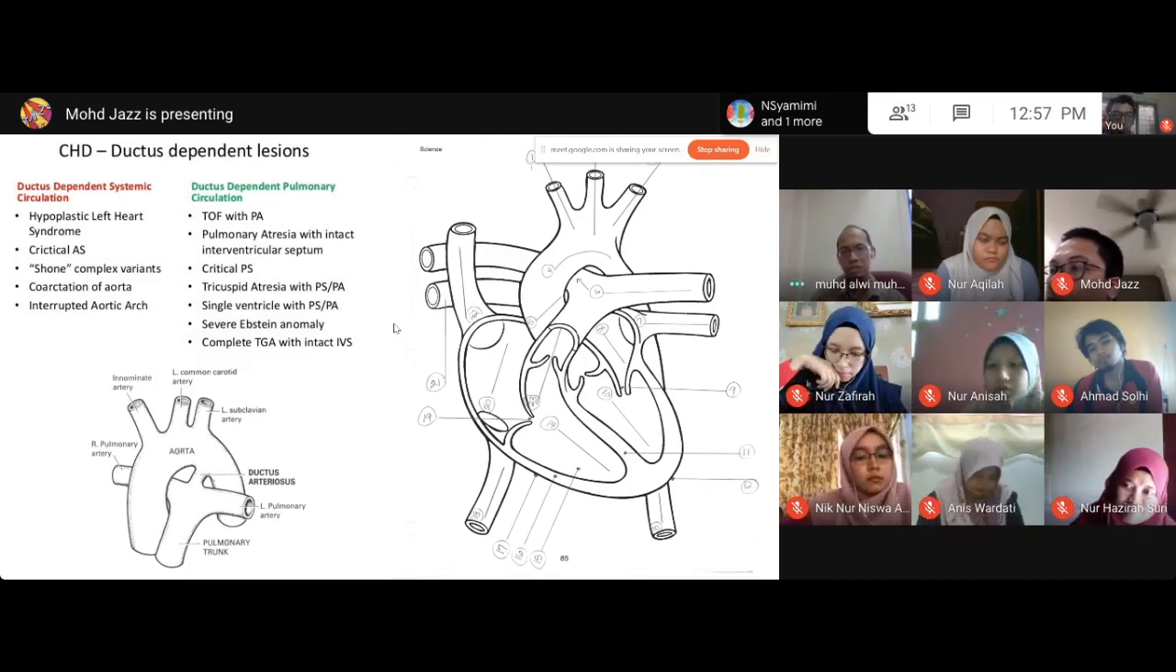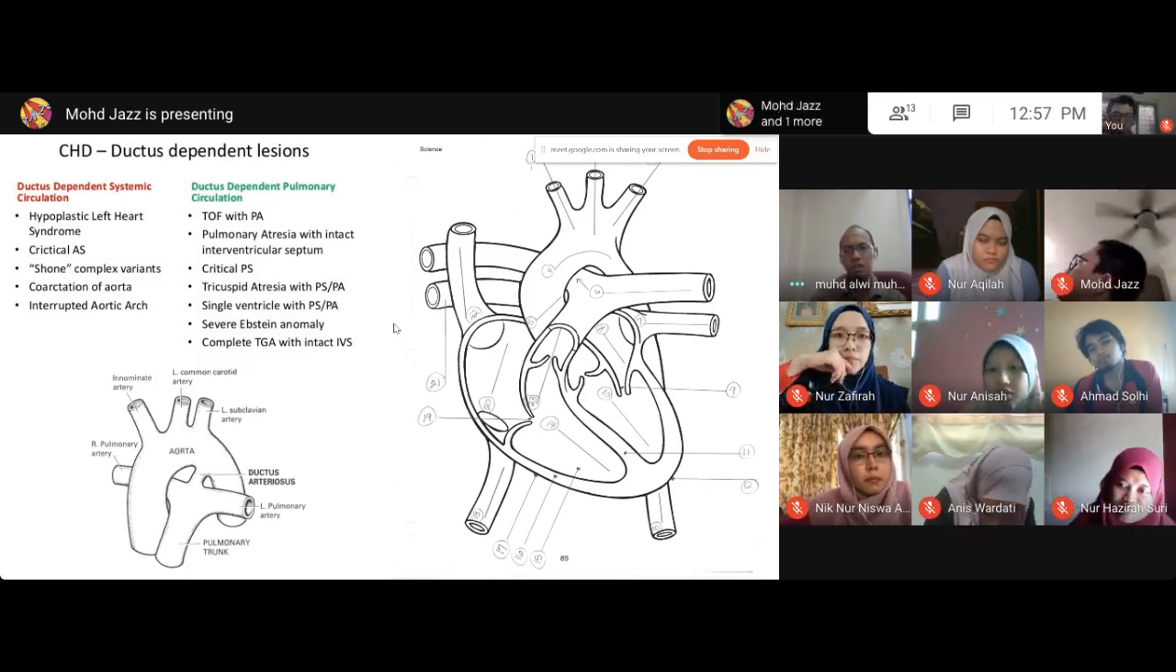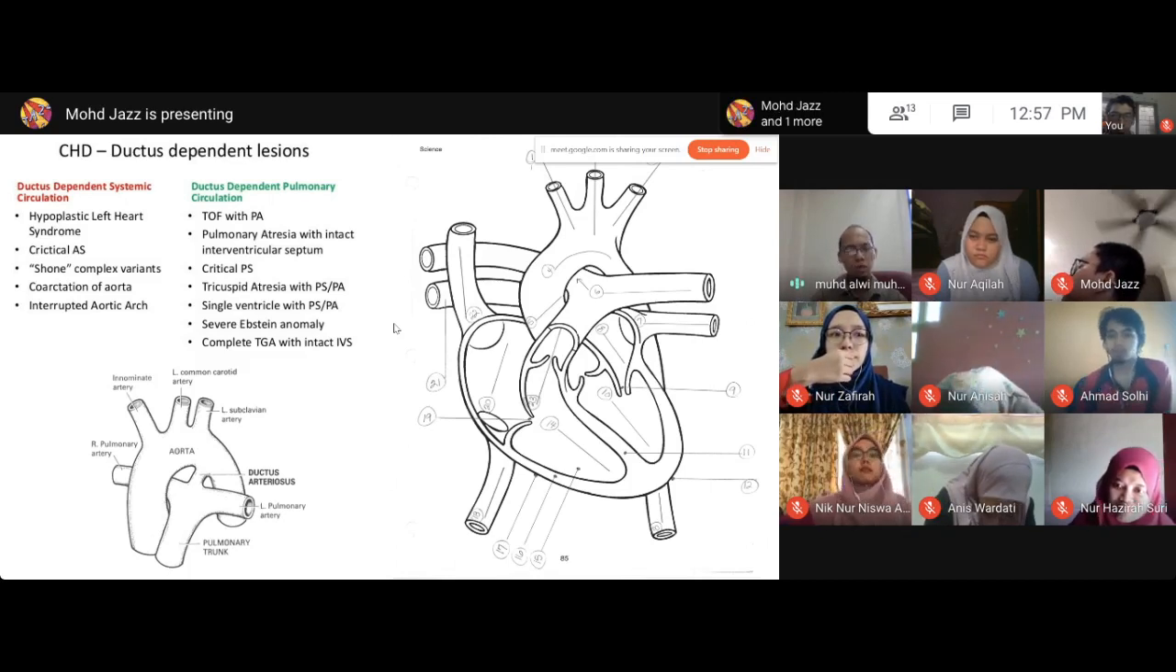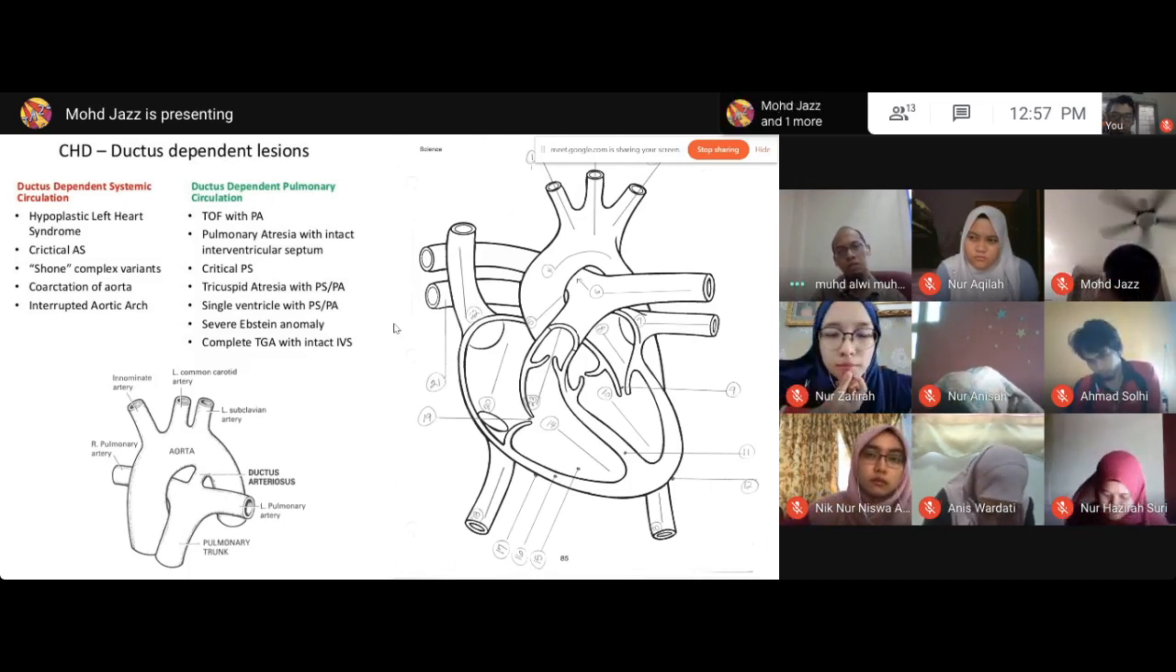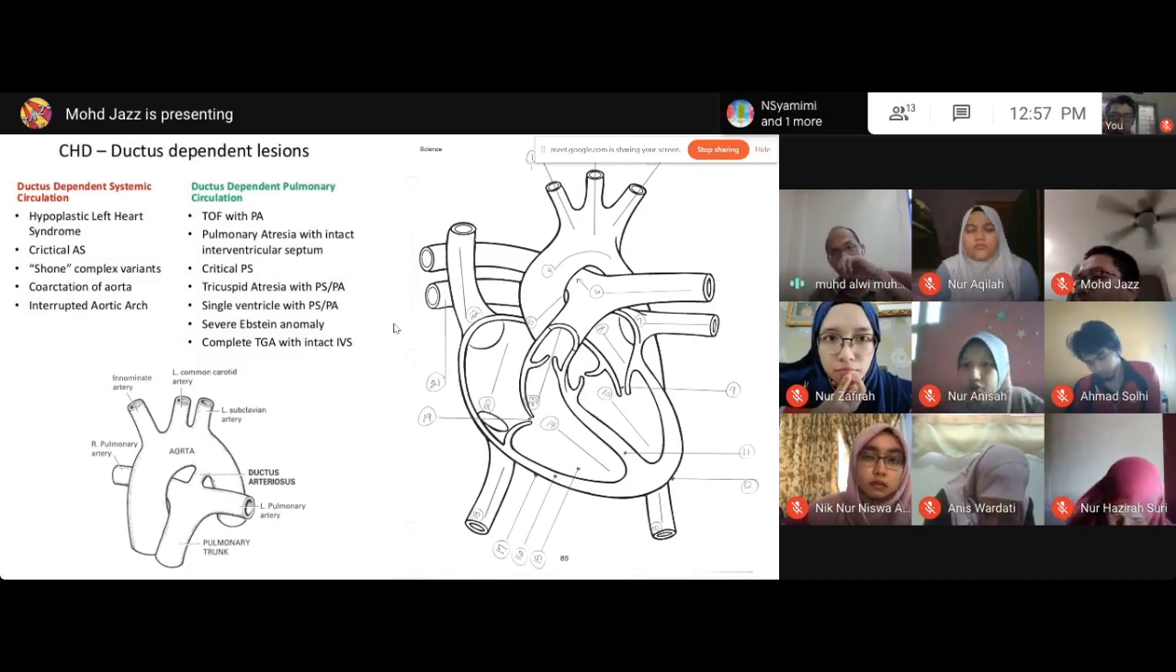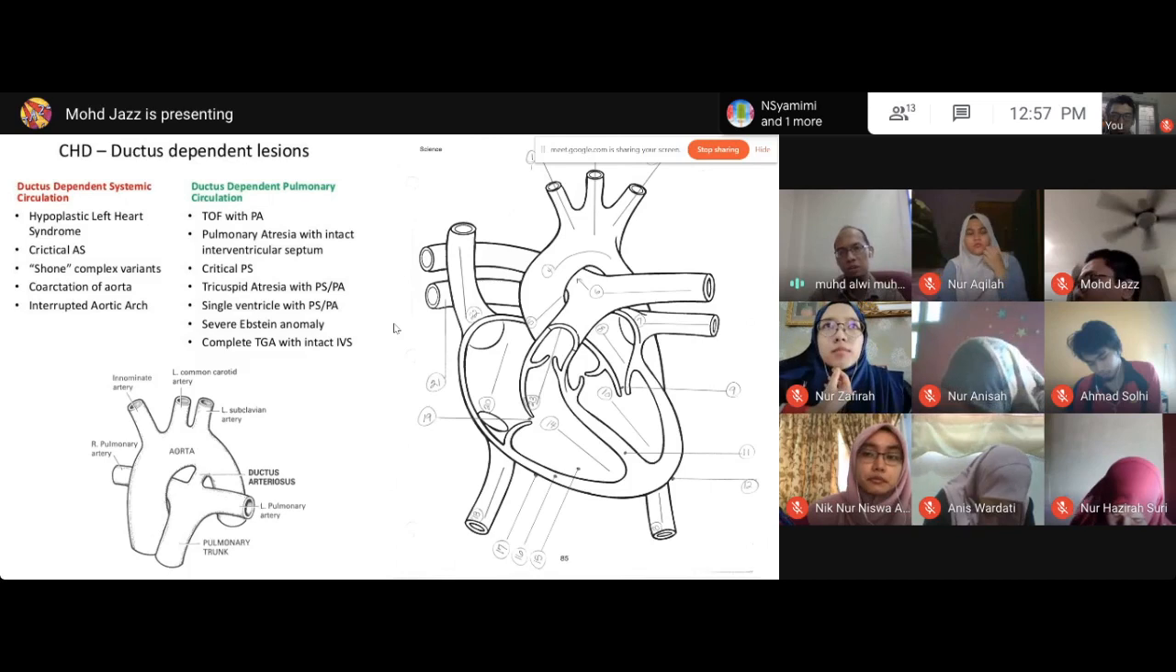Okay, BT shunt. BT shunt is simple. You've got a lot of BT shunt variants, modified ones, but the principle is you divert blood from the right side, from the vena cava or its branches, to the pulmonary artery.